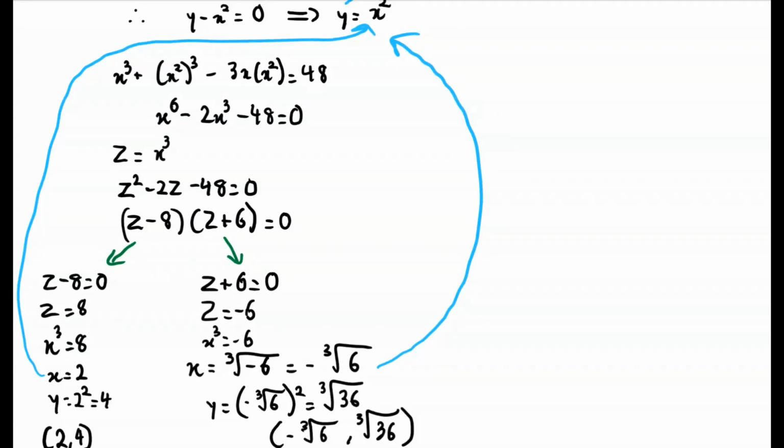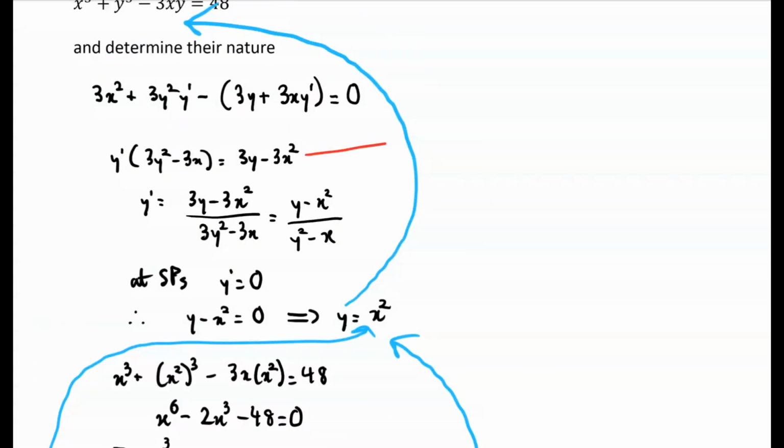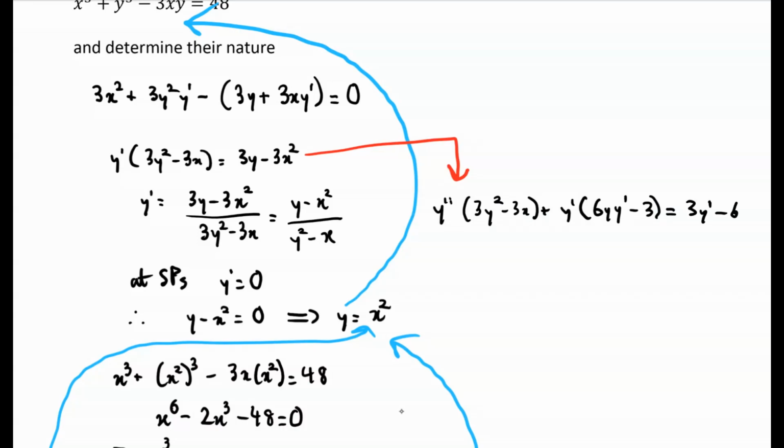But we're not quite done yet. Recall that the question not only asked us to find the coordinates of the stationary points, but also to determine their nature. And in order to do this, we can use the second derivative test. But in order to do this, we will need to differentiate the expression again. So from this point, we can again differentiate both sides with respect to x. So this gives us y double dash multiplied by 3y squared minus 3x plus y dash multiplied by 6y y dash minus 3 is equal to 3y dash minus 6x.